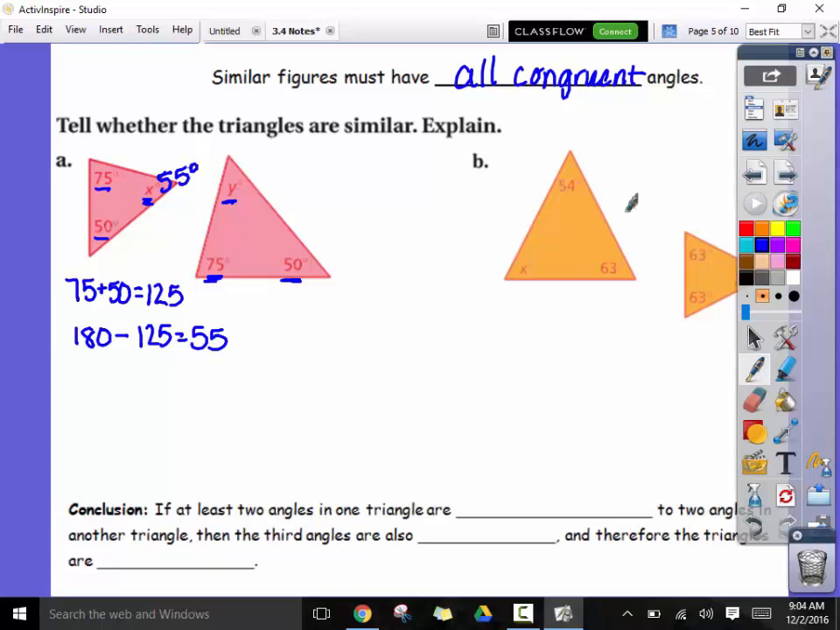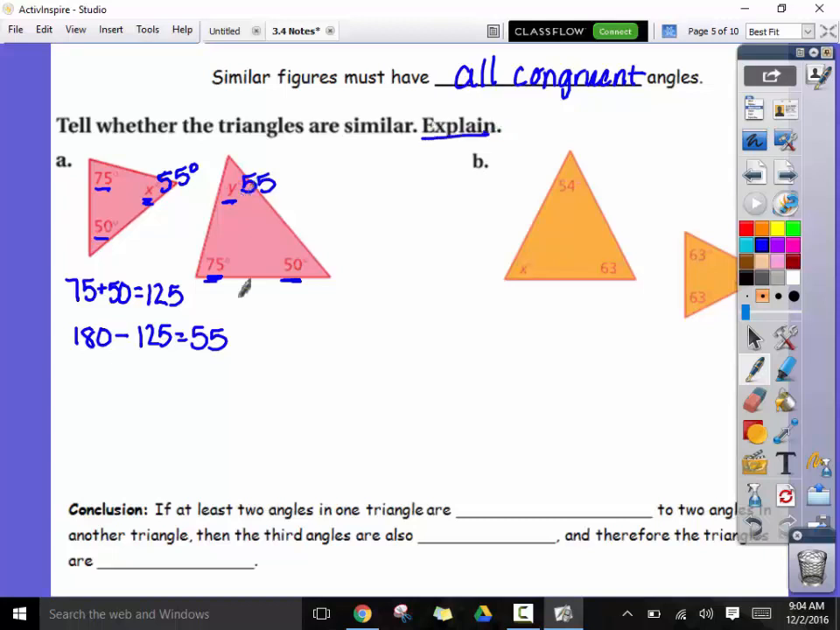Okay, now if I look at my second triangle here, I have the same two angles. So that means if I were to add those together and subtract that from 180, I would end up with 55. And now I can see in the first triangle I have an angle of 75, 50, and 55. In the second triangle I have an angle of 75, 50, and 55. So since all three angles are congruent, the triangles are similar.